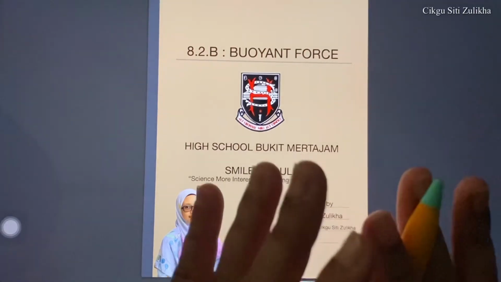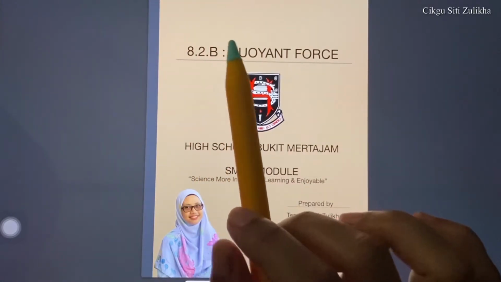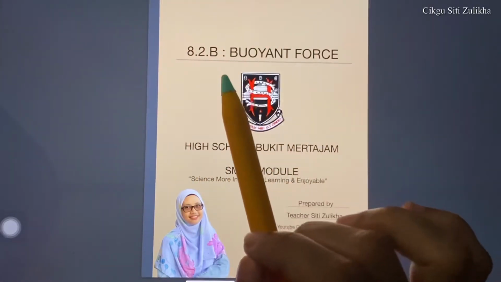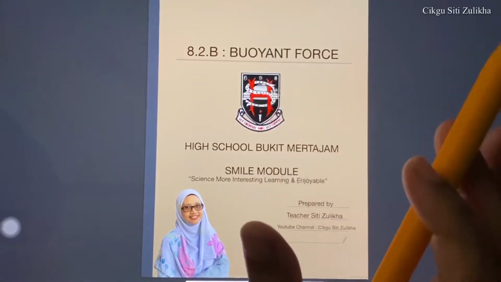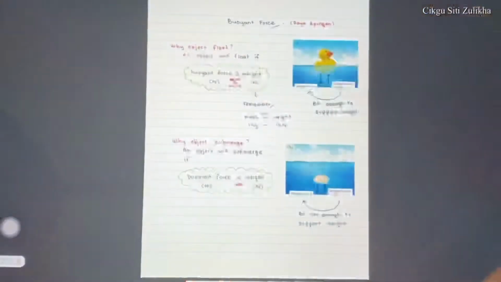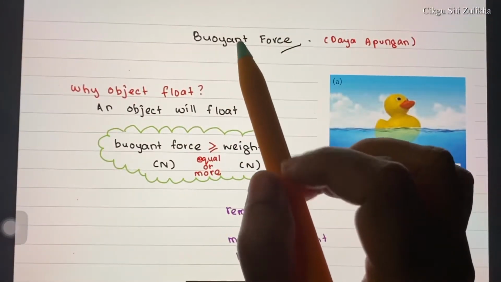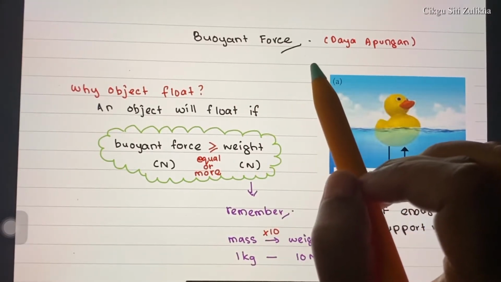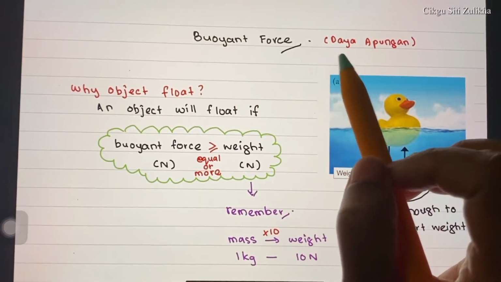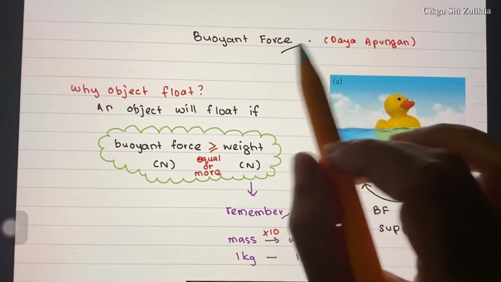So kita continue with the next topic, which is 8.2b, buoyant force. This is only a subtopic, small subtopic inside 8.2, which is effect of force. So jom kita tengok the first one. What is buoyant force? So dalam bahasa Melayu, buoyant force adalah daya apungan. Anything that can float lah, apa-apa saja boleh terapung, definitely dia is supported by buoyant force.